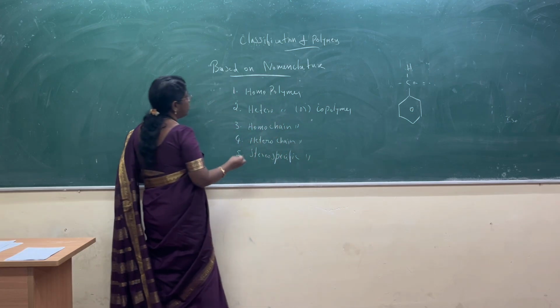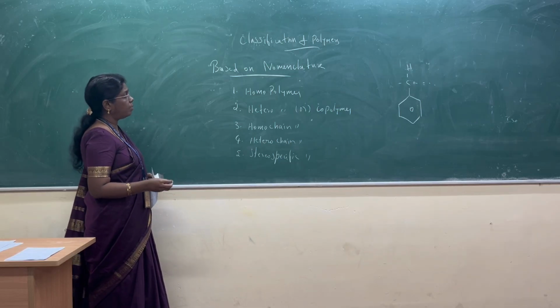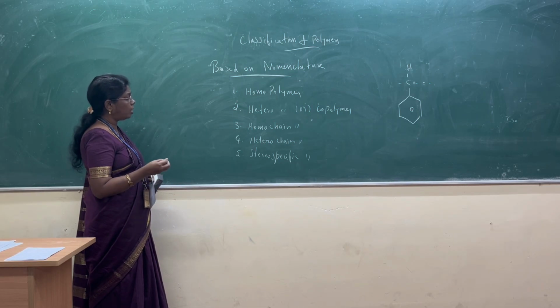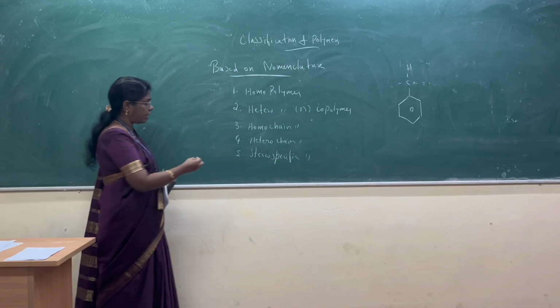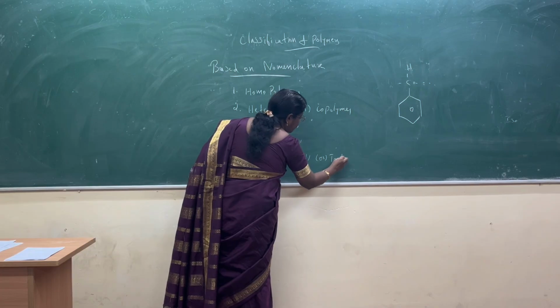So there are 5 different types of polymer based on nomenclature. Homopolymer, heteropolymer or copolymer, homochain polymer, heterochain polymer, stereospecific polymer. Already we have studied stereospecific polymers are called tacticity.